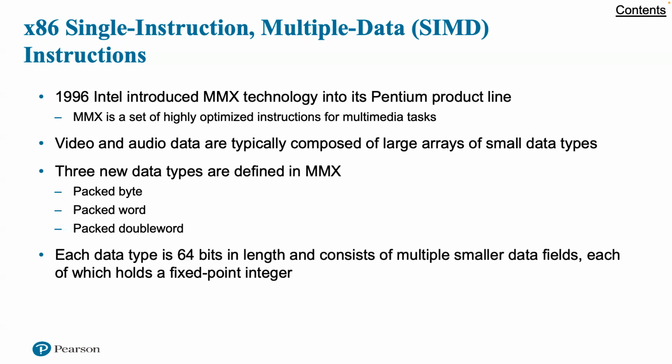To provide for parallel operations on these data lengths, 3 new data types are defined in MMX. Each data type is 64 bits in length and consists of multiple smaller data fields, each of which holds a fixed point integer. The types are as follows: packed byte, 8 bytes packed into one 64-bit quantity; packed word, 4 16-bit words packed into 64 bits; and packed double word, 2 32-bit double words packed into 64 bits.